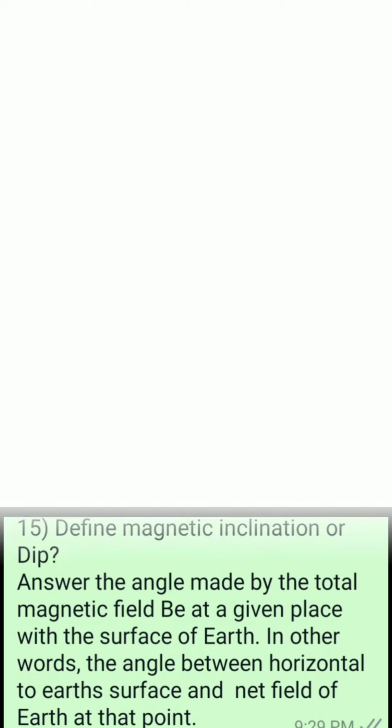16. Define magnetic inclination or dip. Answer. The angle made by the total magnetic field B at a given place with the surface of Earth. In other words, the angle between horizontal to Earth's surface and net field of Earth at that point.